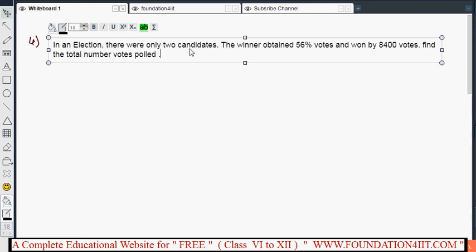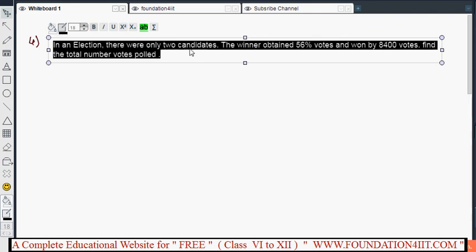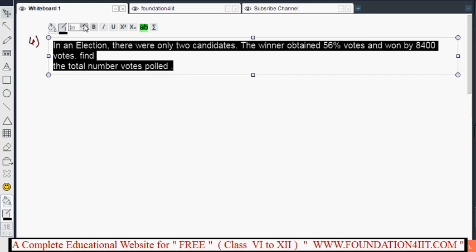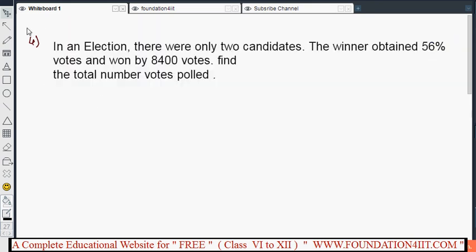So this is the problem now. If you see once the given data, observe clearly. In an election, there are only two candidates. So candidates are two, and the winner obtained 56%, and he won by 8,400. So winner is 56% means the loser is 100 minus 56. So we know that percentage of votes received by the winner is 56%. Okay, I'll write step by step.